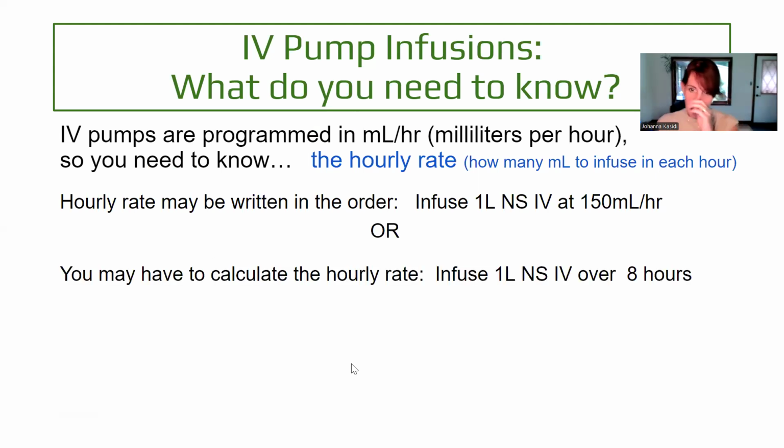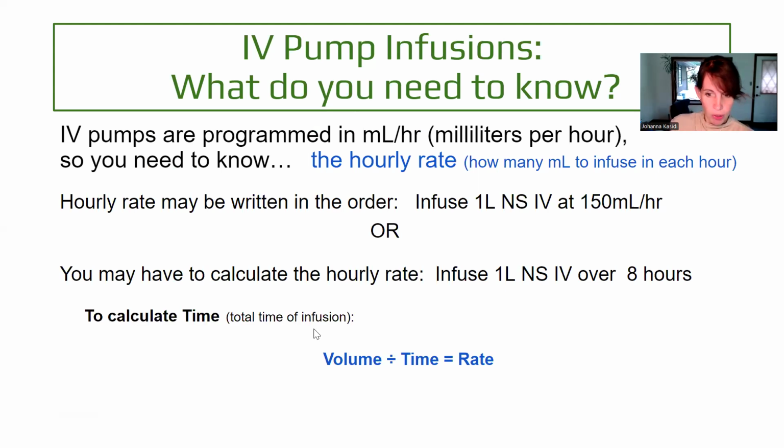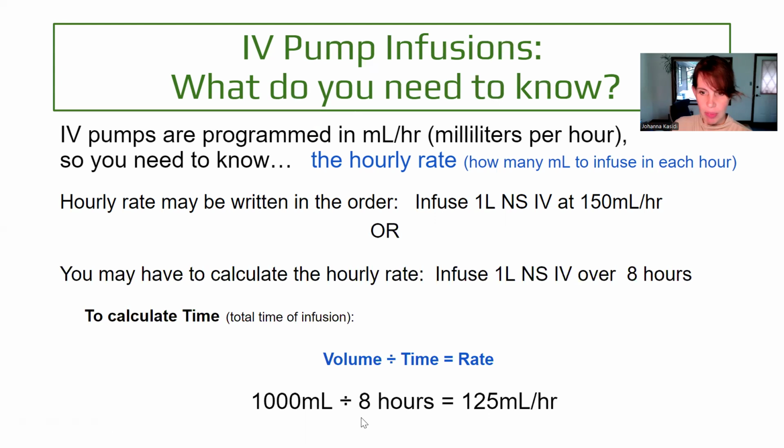But you might have to calculate it. So if it says infuse 1 liter of normal saline IV over 8 hours, I don't have the rate, but I know how much I have to infuse: 1,000 milliliters, and over how long? 8 hours. So the formula for that is the volume divided by the time equals the rate. So if I do 1,000 divided by 8, I get the rate is 125 milliliters per hour, and that's what I would program my IV pump.